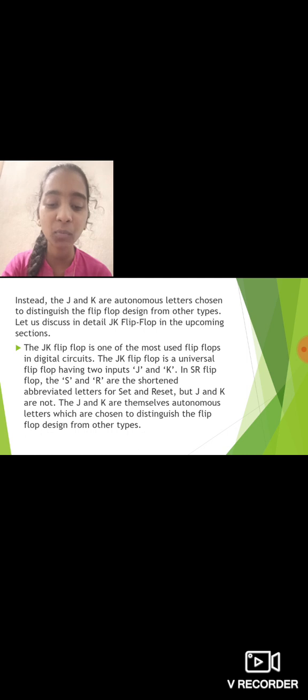This simple JK flip flop is the most widely used of all flip flop designs and is considered to be a universal flip flop circuit. The two inputs labeled J and K are not shortened letters of words such as S for set and R for reset, but are themselves autonomous letters chosen by its inventor Jack Kilby to distinguish the flip flop design from other types. The sequential operation of the JK flip flop is exactly the same as for the previous SR flip flop with the same set and reset inputs.